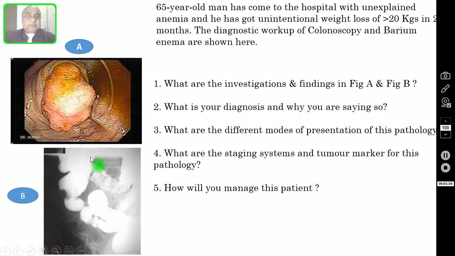So these are the two pictures and these are the 5 questions. Question number 1, what are the investigations and findings in figure A and figure B? Question number 2, what is your diagnosis and why are you saying so? Question number 3, what are the different modes of presentation of this pathology? Question number 4, what are the staging systems and tumor marker for this pathology? Question number 5, how will you manage this patient?